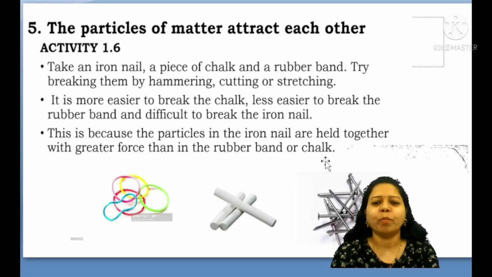Now why is it difficult to break the iron nail than the chalk and rubber? Because the particles present in the nail are strongly held together as compared to the particles present in the chalk and the rubber. And this shows that the particles of matter attract each other. In some matter, particles are slightly held together, and in some matter, they are closely or tightly held together. And it shows that the particles of matter attract each other.